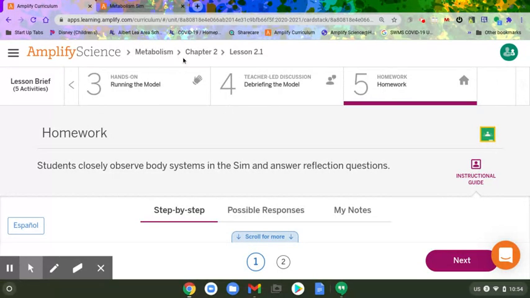So please notice we are still in metabolism. We are now in chapter 2 and we're in lesson 2.1. What we're going to focus on today, though, is the homework. Okay, the rest of the stuff that comes before this, you do not need to do. Numbers 1 through 4, don't worry about it.